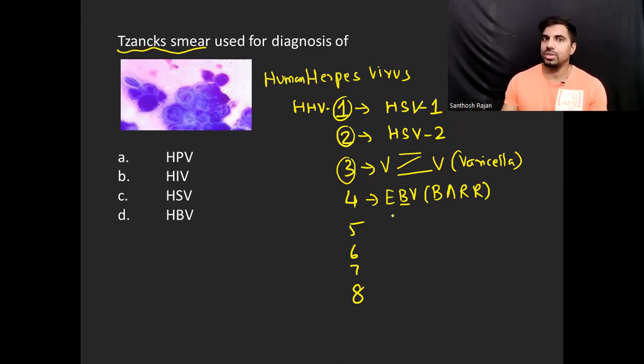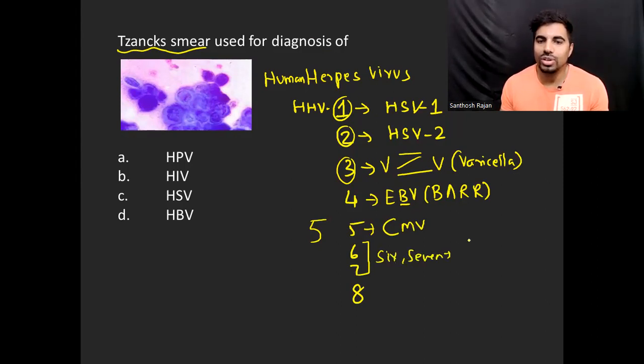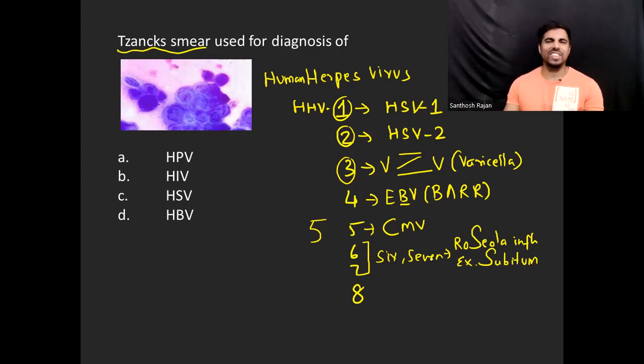They can ask you, that's why I'm revising it fast. So 5, look, the 5 is shaped like a C. So put C, CMV, cytomegalovirus. Then 6 and 7. What do they cause? Roseola infantum, or exanthema subitum. Very, very simple. Making mistakes is not allowed.